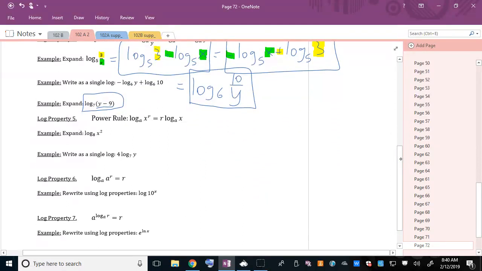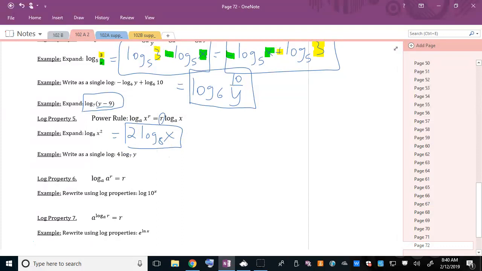Next, I have my power rule. Log base a of x to the r power, I'm going to pull that r out in front as multiplication, as a coefficient. So if I have log base 8 of x squared, I pull the 2 out in front and get 2 times log base 8 of x. Once again, we would like to be able to go the other direction. So if I have 4 times log base 7 of y, I get log base 7 of y to the 4th.